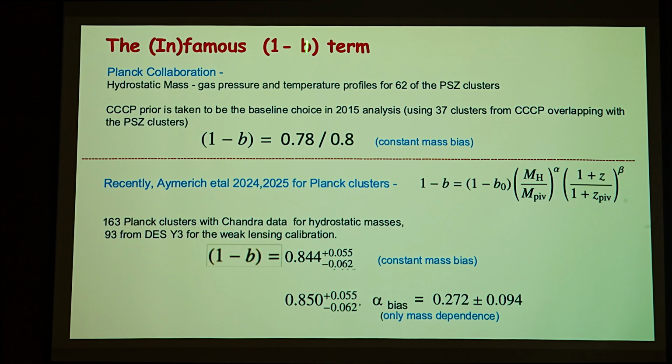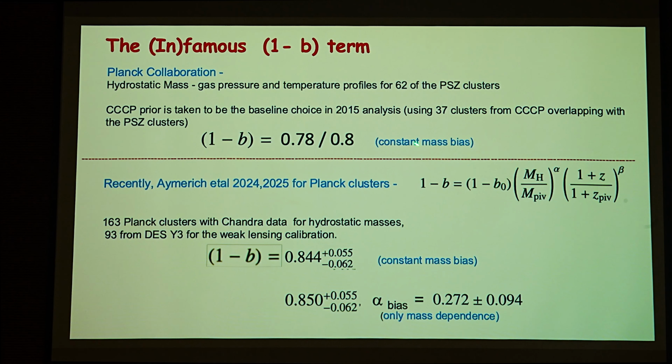Now, this is the sort of infamous 1 minus B. In the first Planck papers in 2013, they first did it with basically no 1 minus B term. Their cosmology was very different from the Planck primary CMB cosmology. Then they introduced a 1 minus B term, and what they introduced was a constant 1 minus B. So how do you do it? You look at the hydrostatic masses. In Planck, they looked at 62 clusters, and for 37 of those clusters, weak lensing masses from the Canadian Cluster Comparison Project were available. So they had a constant 1 minus B of 0.78. Initially it was 0.8, they later changed it to 0.78.